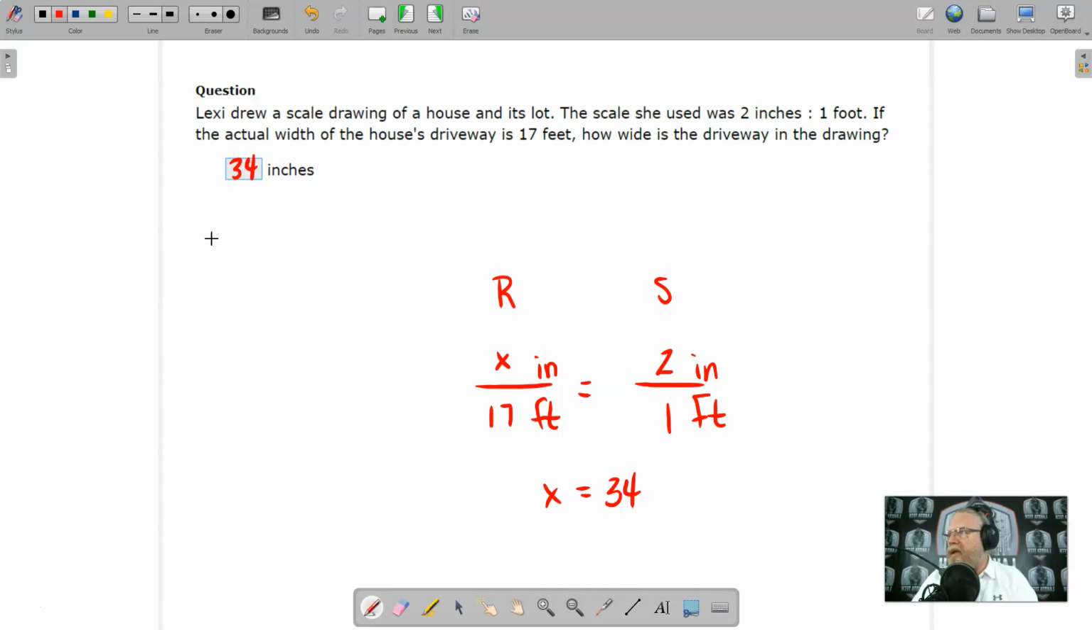Now I could have done this as 2 inches is to 1 foot. And then we would have this set up here. They give us the 17 feet. And so the question is how many inches? So in this case, to go from 1 to 17, we had to multiply times 17. And 2 times 17 is 34.